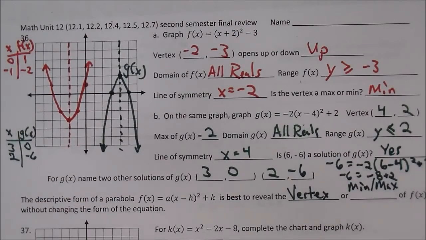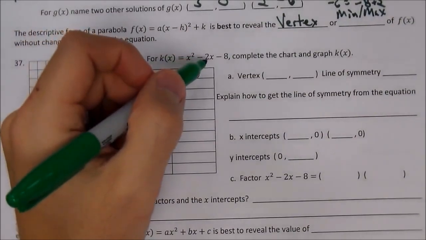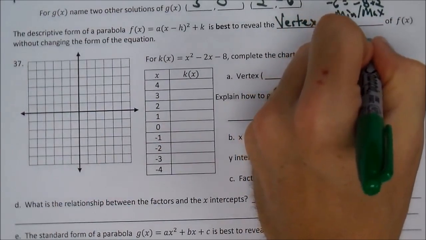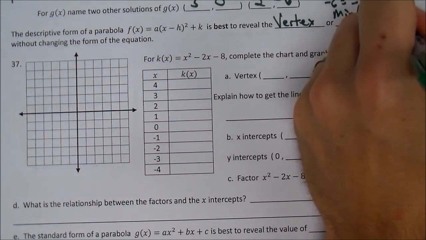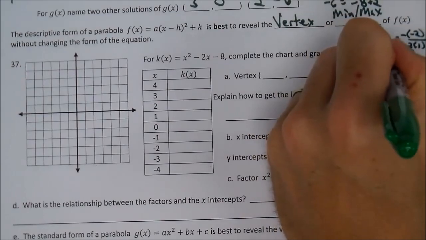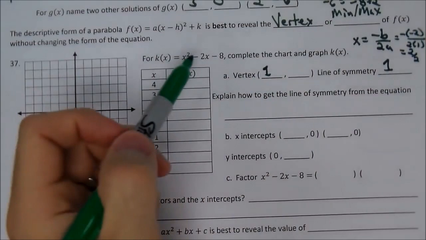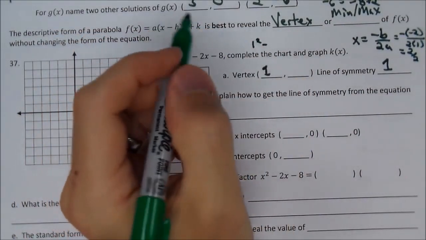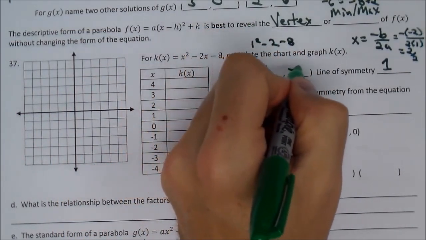That's quite nice. If we go down to 37, we have the equation x squared minus 2x minus 8. We need to find the vertex. To do that, we actually find the line of symmetry first, which is x equals negative b over 2a. And that's going to be negative negative 2 over 2 times 1, which is 2 over 2. It comes out to be 1, which is our x value. We then plug that back into our equation. And so it's 1 squared minus 2 minus 8. Looks like it's going to be a negative 9.